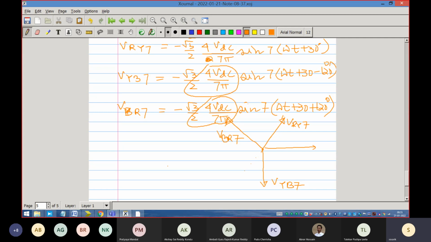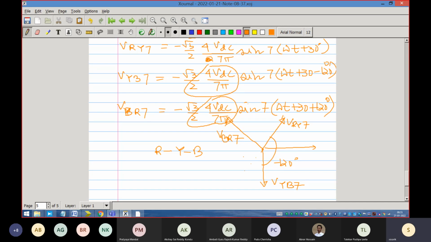Seventh harmonic phase sequence is still RYB, because you see this is RY, this is 120 degree lagging, minus 120 degree lagging. So it is YB, and then that is another 120 degree lagging is VBR7. So this is what is the reversal of phase sequence is there only in the case of a fifth harmonic component.